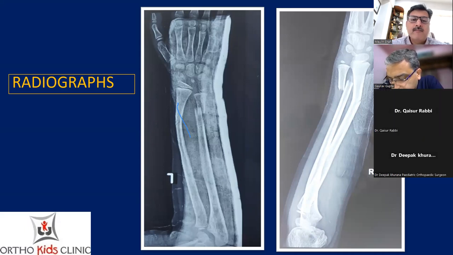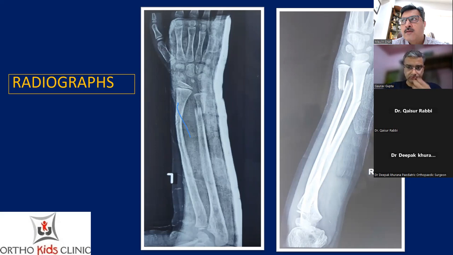In fact, the DRUJ generally dislocates posteriorly with an intact ulna. Wherever there is an ulna fracture along with a radius fracture, it is very unlikely to have DRUJ dislocation. And this X-ray is also not a true lateral. Yeah, that's right. So the first thing is we should have an ideal view, or a comparison view, to know whether it is a real Galeazzi's or just a distal radius and ulna fracture.